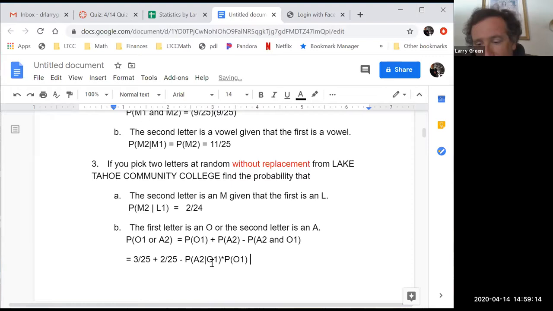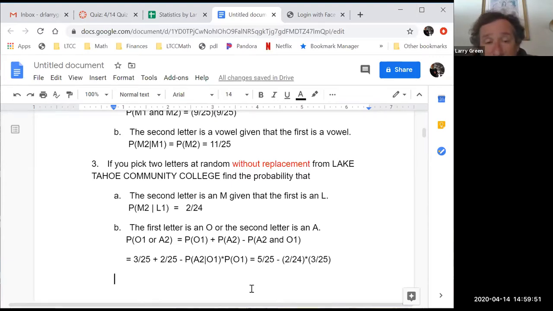So that is equal to, first 3 25ths plus 2 25ths is 5 25ths. And then minus the probability of A2 given O1, that's going to be 2 over 24. And then times the probability of O1. And again, there were 3 O's. That's 3 over 25. Any questions on that?